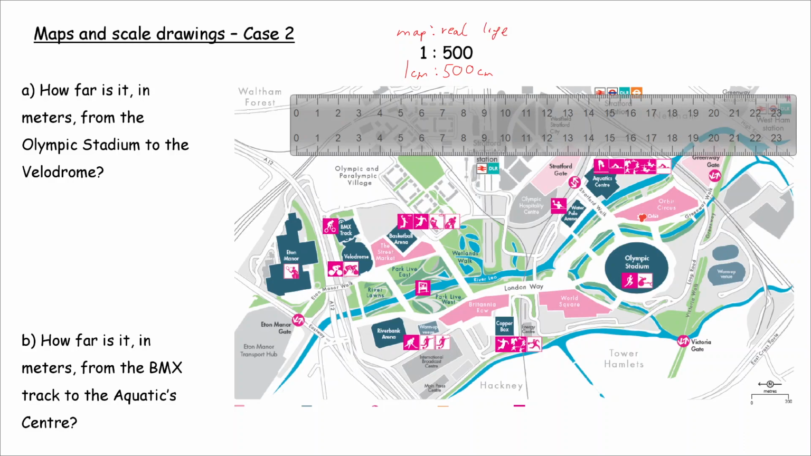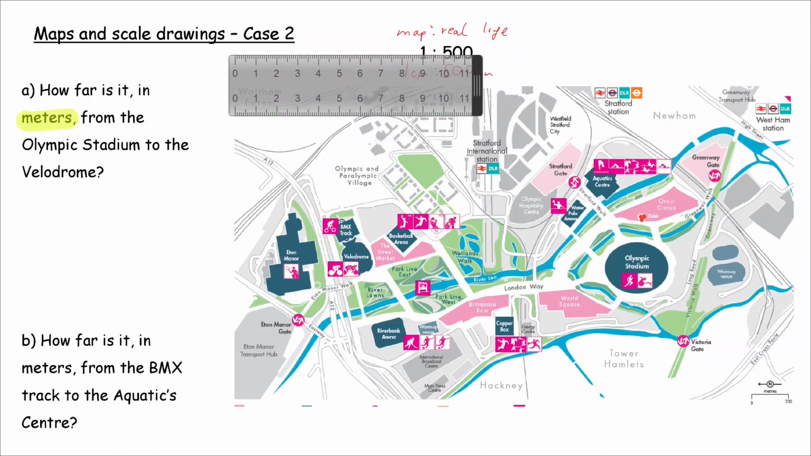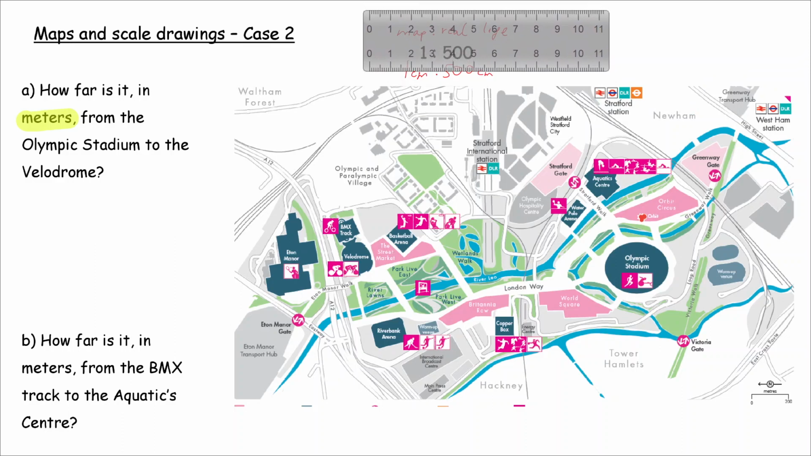Okay, and question A is saying, how far is it in meters? That's important, so let's give that a highlight, in meters. There we go, from the Olympic Stadium to the velodrome. Okay, let's go and find that on the map. Let's get the ruler out of the way for the time being. Also, let's just make it a bit smaller so it's not taking up all the room. So let's put it over here.